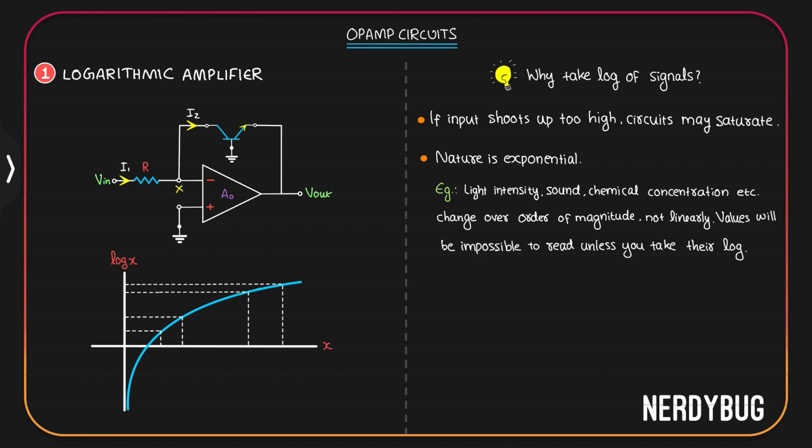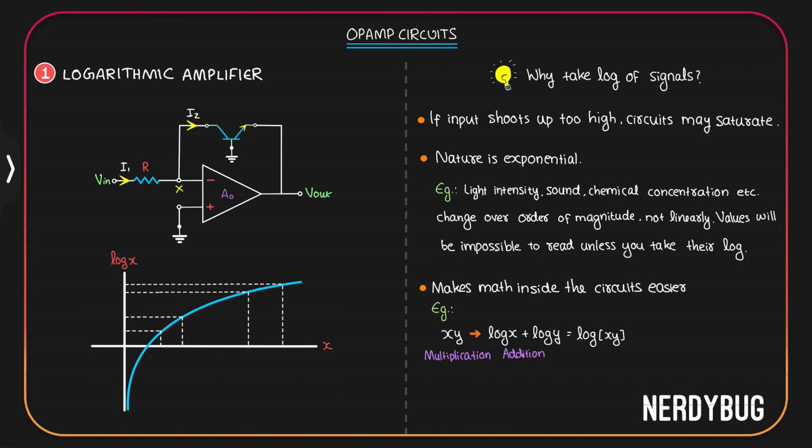Taking log of signals also makes math inside the circuits easier. For example, let us say we have to display the product of two signals x and y. All you have to do is take log of x and log of y and add them, because log of x plus log of y is log of xy. Multiplication can be done simply through addition. The same way, if you want x by y, again take log of x and log of y, subtract one from the other. Log x minus log y is log of x divided by y. Division becomes subtraction.